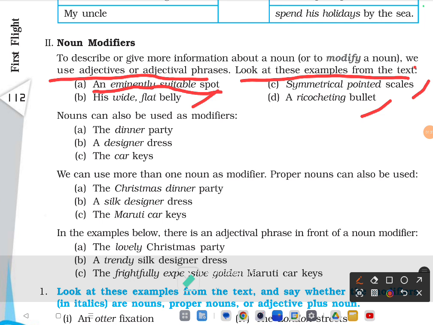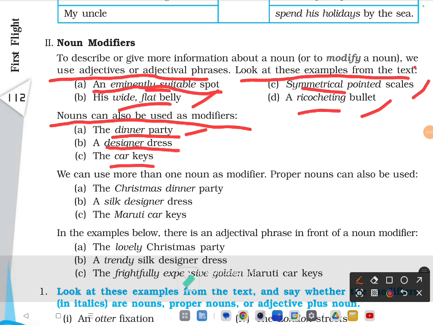So here nouns can also be used as modifiers. Generally, to modify a noun we use adjectives like this, but here we are using nouns themselves to modify nouns. See, how is it possible? The dinner party. Dinner is a noun, party is also a noun. Designer dress, designer and dress. The car keys, car and keys, both are nouns. So dinner is a noun, designer is a noun, car is a noun. These are all modifying other nouns, right?